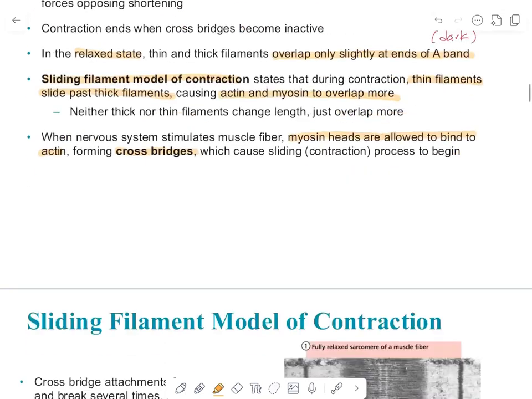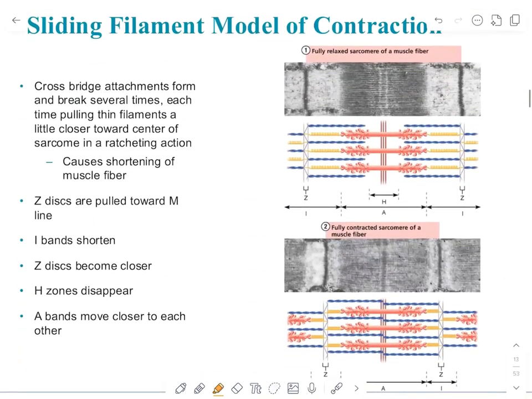This slide is showing us on a micrograph what it looks like when there's a fully relaxed sarcomere and when there's a fully contracted sarcomere down here. You'll see here that the space of the H zone is much larger in a relaxed sarcomere, and it's almost non-existent in the contracted sarcomere. So that's one criterion of a contracted sarcomere, that the H zone starts to disappear.